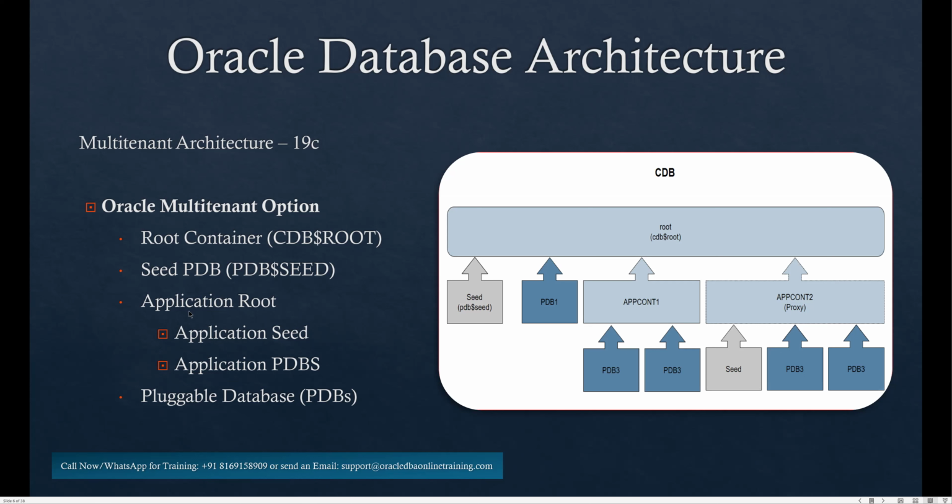After this, the application root. Application root is another functionality that is possible when you are talking about container databases. Optionally, you can also create an application-based root container, and within that application root, you can have an application seed, for example this one, and application PDBs like this one. We can have multiple pluggable databases. And apart from this, individually, you can also create a pluggable database. In the coming slides, we are going to look at how you can create a pluggable database.